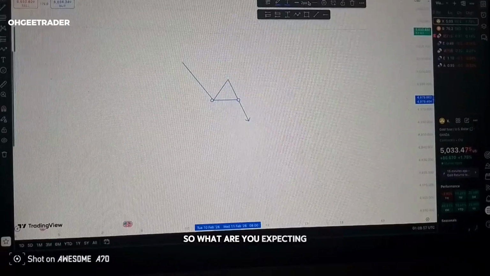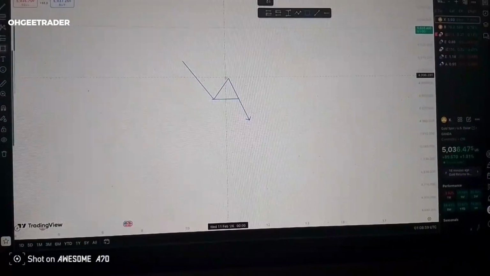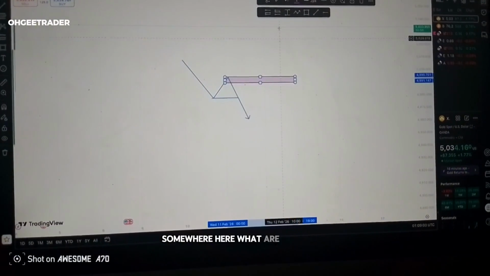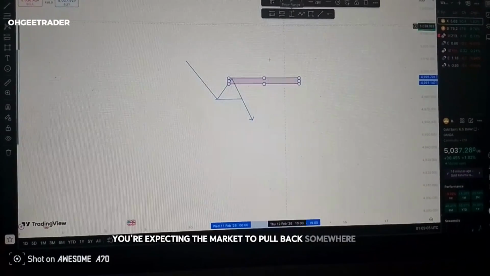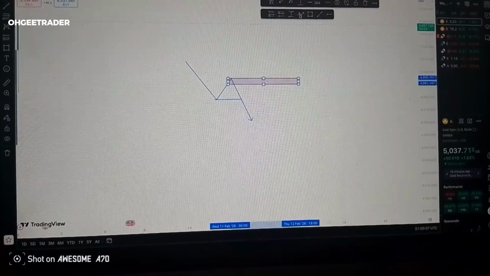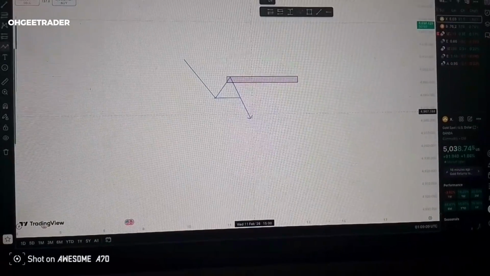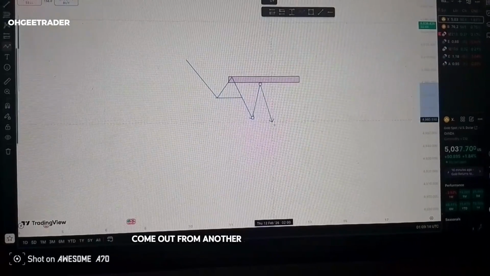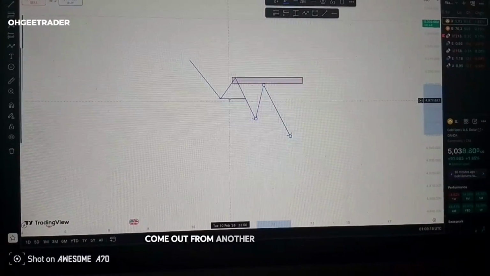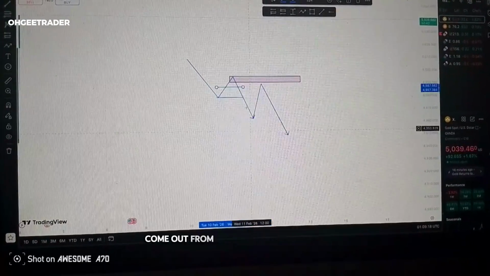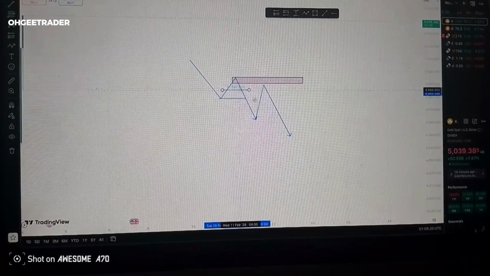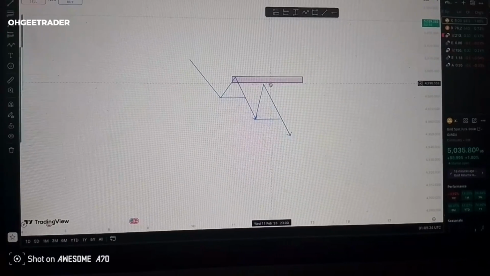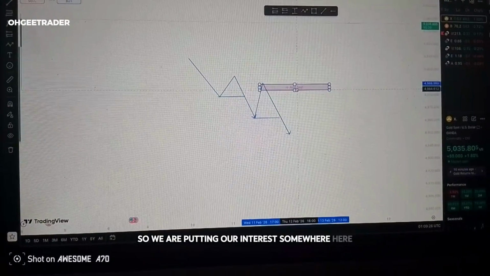So what are you expecting? You come and map this area. You're expecting the market to pull back somewhere here, come out from another break of structure, right? So we are putting our entries somewhere here.